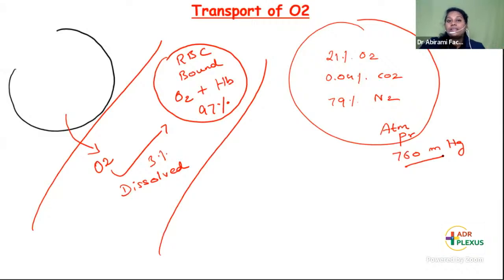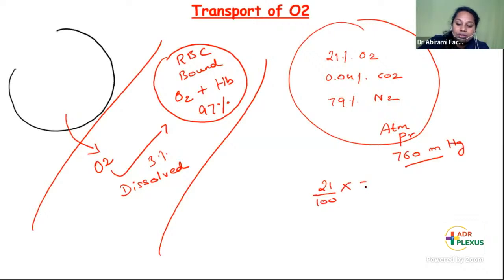That is called the partial pressure of oxygen. So how will you define partial pressure? In a group of gases, the pressure contributed by a particular gas is called its partial pressure. For example, let's take oxygen in the dry atmosphere. Out of the 760 millimeters of mercury, 21% is contributed by oxygen. So what is the partial pressure of oxygen?